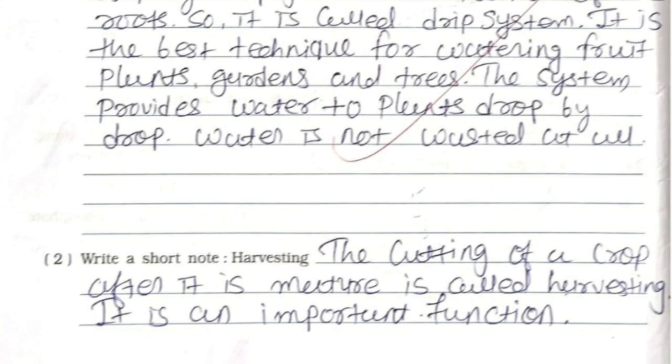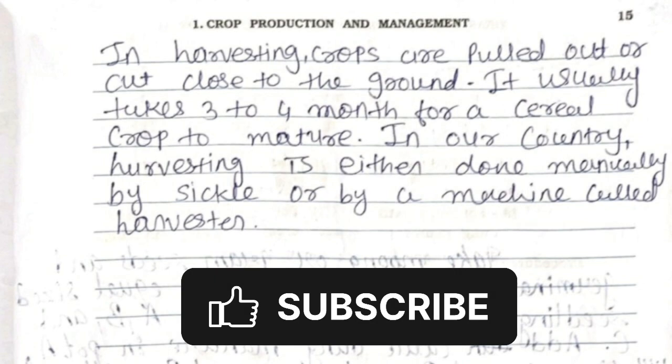Second question, write a short note on harvesting. The cutting of a crop after it is mature is called harvesting. It is an important function. In harvesting, crops are pulled out or cut close to the ground. It usually takes 3 to 4 months for a cereal crop to mature. In our country, harvesting is either done manually by sickle or by a machine called harvester.